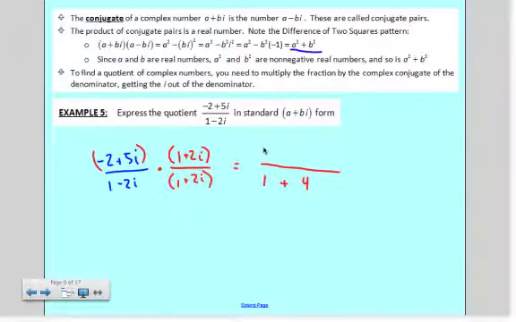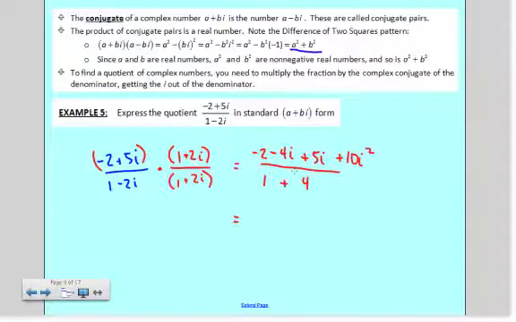Unfortunately, on top, there's no shortcut. You just have to FOIL it out. So negative 2 times 1 is negative 2. We've got negative 4i plus 5i plus 10i squared. Again, don't deal with that i squared in this step because you'll make negative sign mistakes.